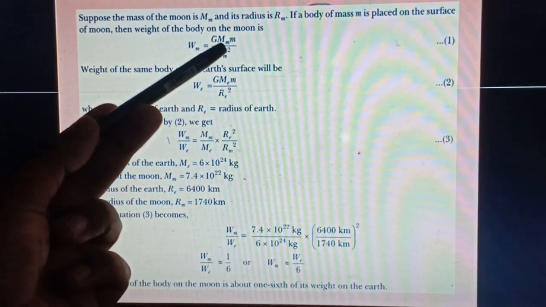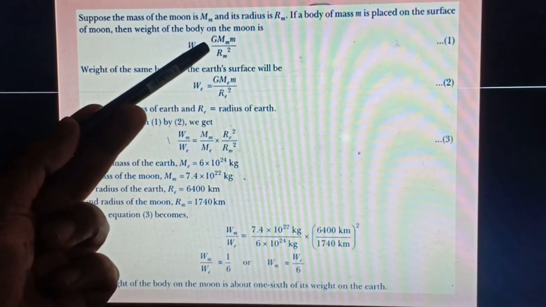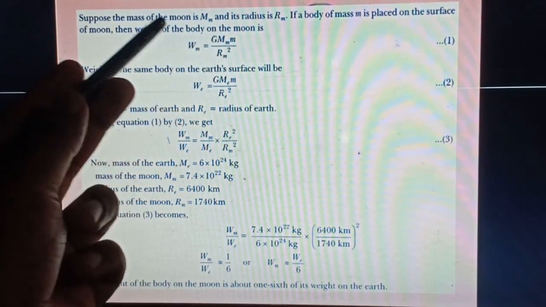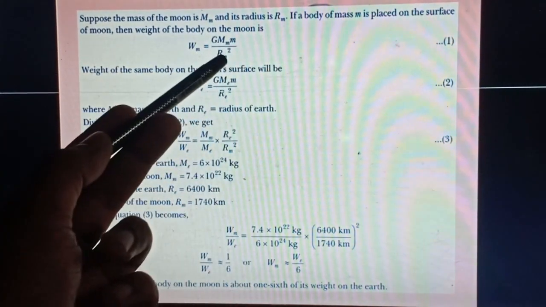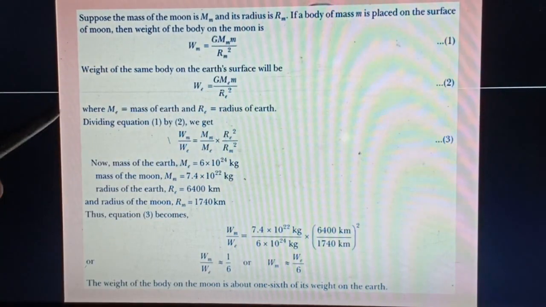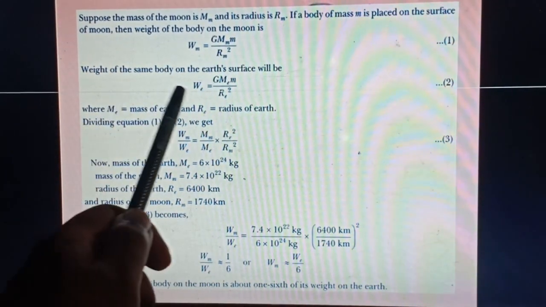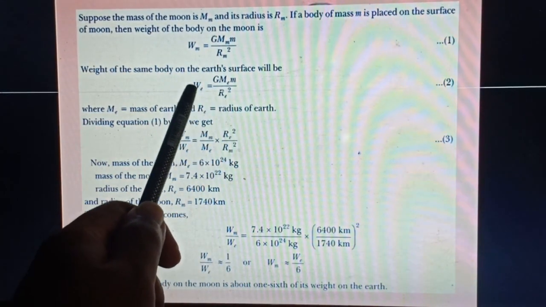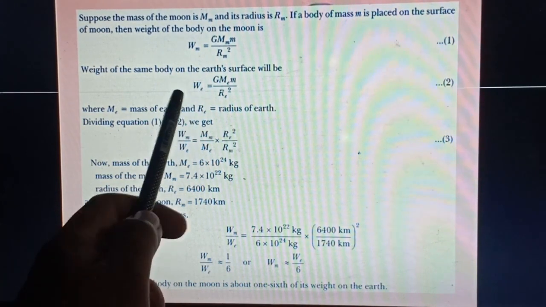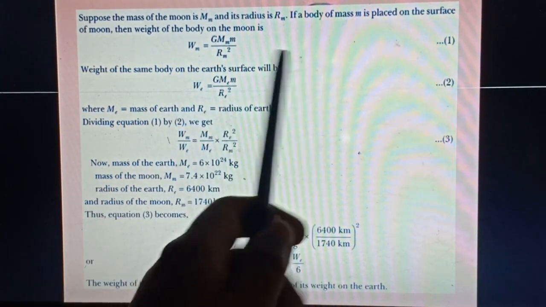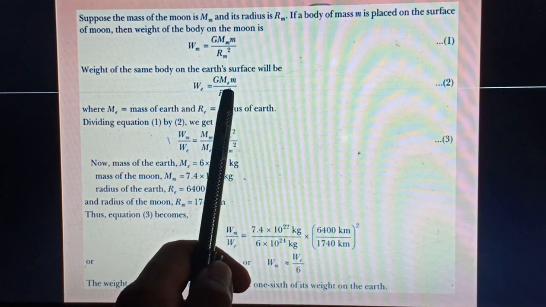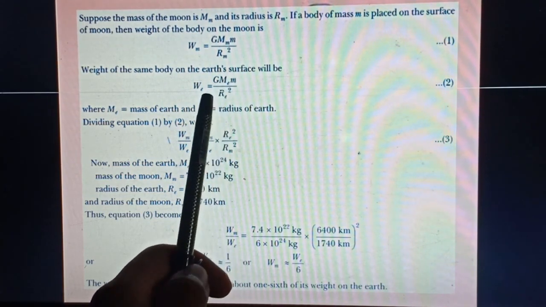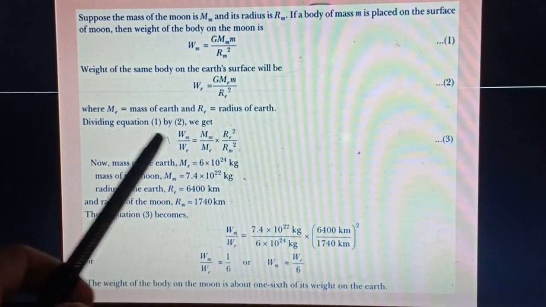So the Moon is attracting the body of mass m with the force of G Mm m by R square. R is the radius of the Moon, and as the body is on the surface, the distance will be Rm square. The weight of the same body on Earth's surface will be We, the gravitational force of Earth by which the Earth is attracting the body of mass m. Here m is the mass of the body, Me is the mass of Earth, and Re is the radius of the Earth.